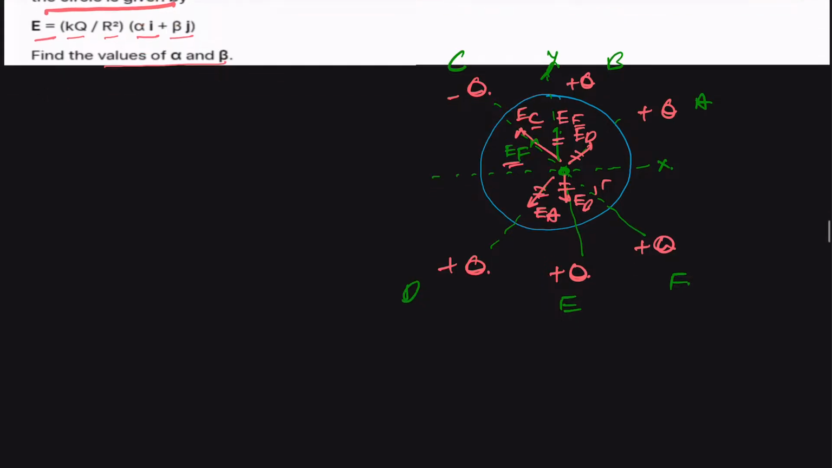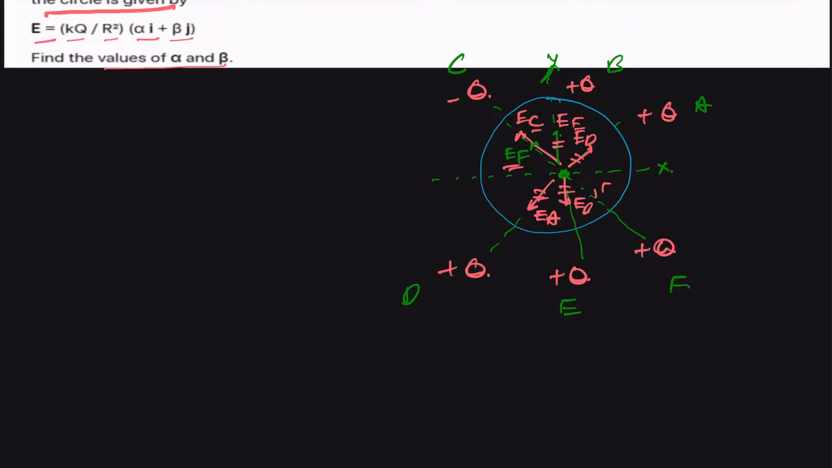We are interested only in these, so here we are going to have our EC, and in the same direction we are going to have our EF, and the angles are given to us. So this angle is 30.